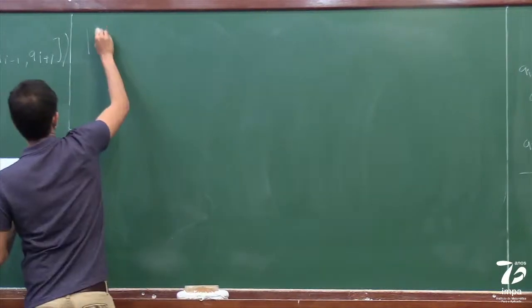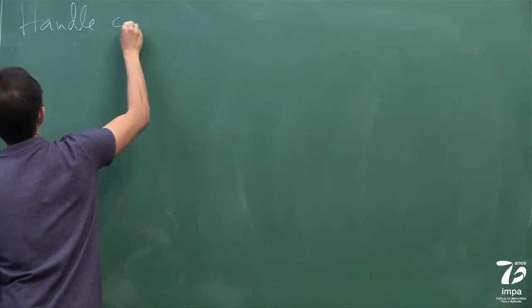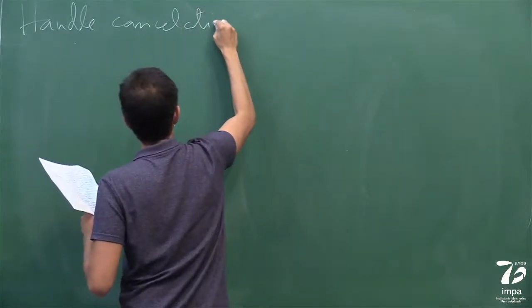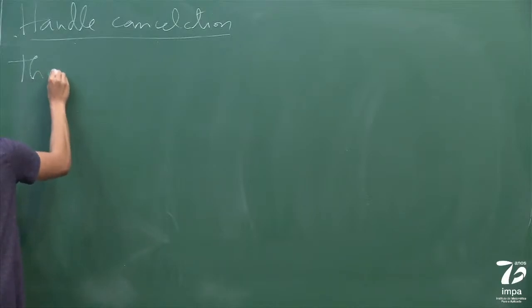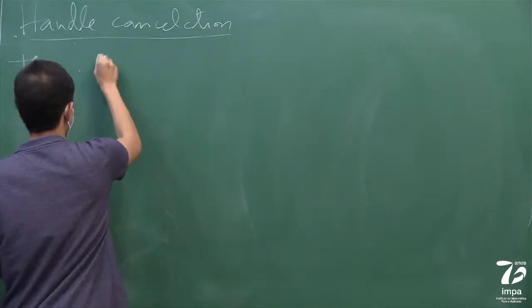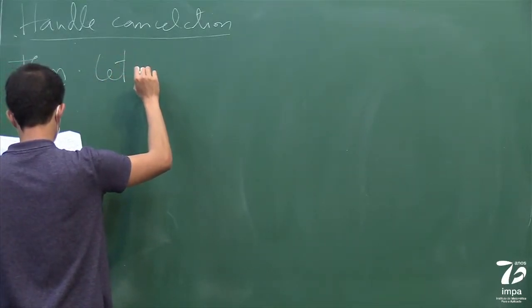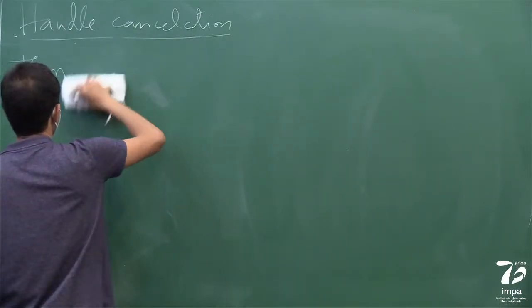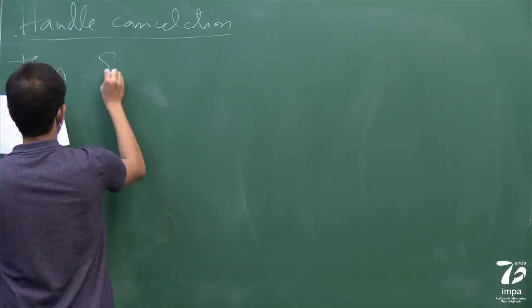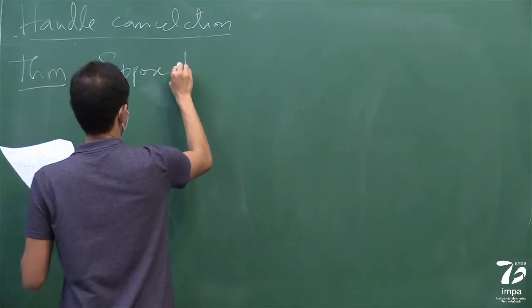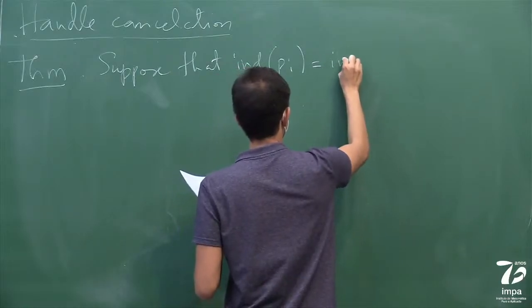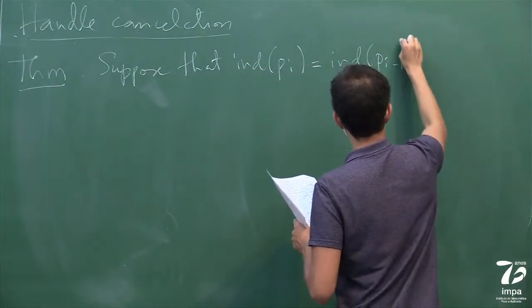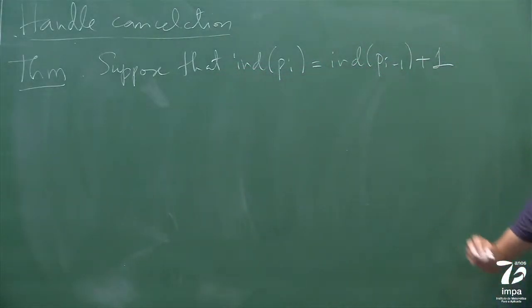All right, so now let's talk about handle cancellation. This is probably one of the most beautiful results. So it says the following. Theorem. Suppose I have the same setup as before. Suppose that the index of p_i is equal to the index of p_{i-1} plus 1. So take two consecutive ones where the difference of the index is exactly 1.